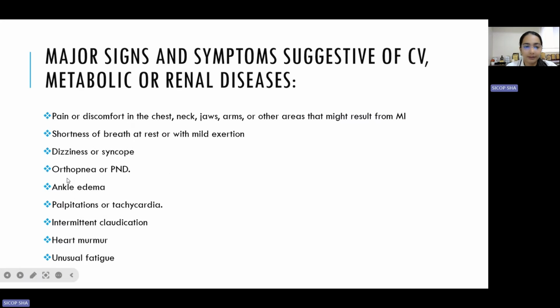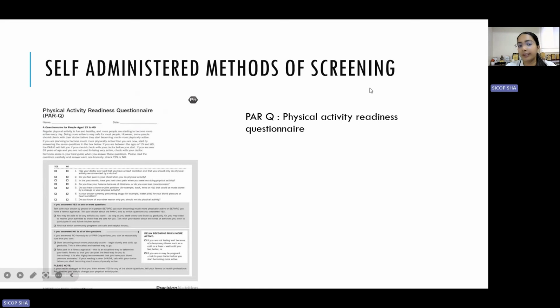Now, there are other methods of screening. Supposedly, a person wants to start exercise and wants to know if he is fit for exercise. So these are self-administered. These are called self-administered methods of screening. So there are questionnaires available. For example, PARQ, which is the Physical Activity Readiness Questionnaire, which you can fill out to know.